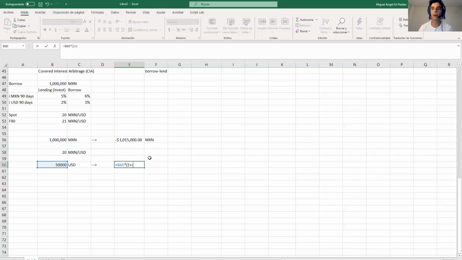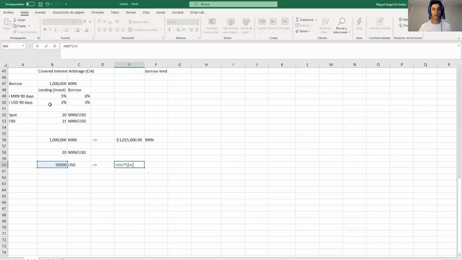Which rate? Am I investing or borrowing the dollars? I am investing the dollars. When I did this, I borrowed the pesos, sorry, right? So I only calculated how many pesos I need to pay in the future. But this amount of pesos, I already got them from the bank. So I have the pesos. The bank gave me the pesos. I converted the pesos to dollars and I am investing those dollars. So be careful in that.